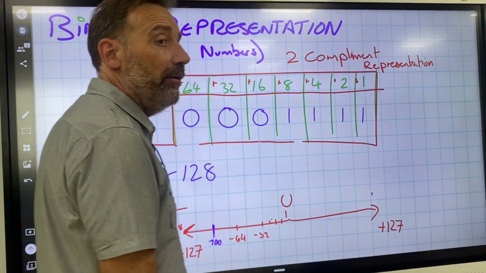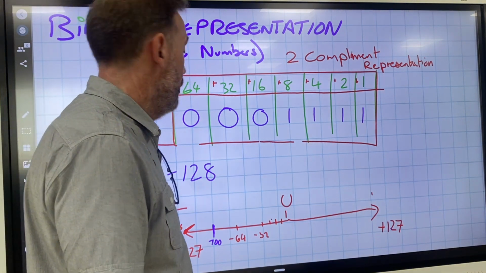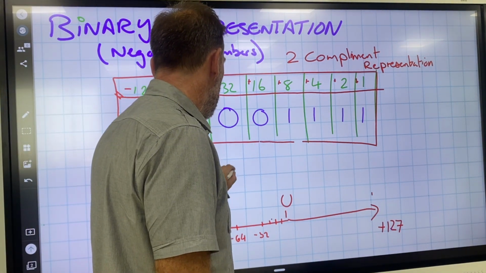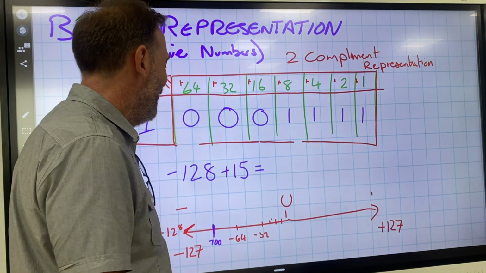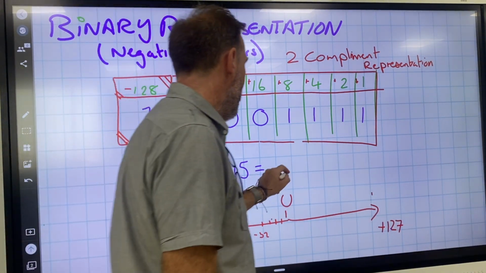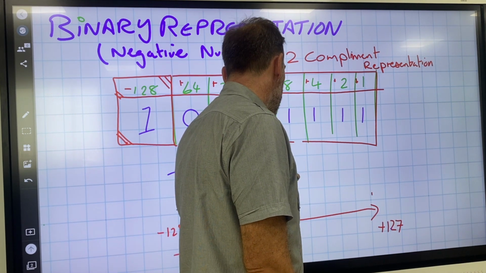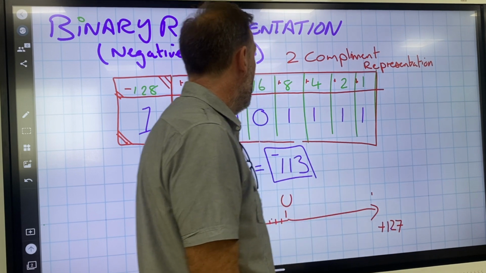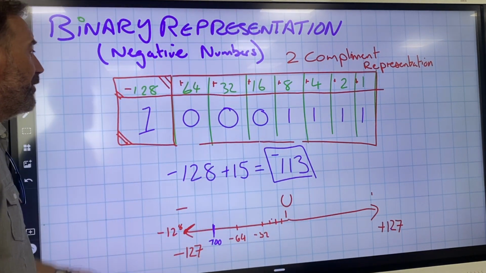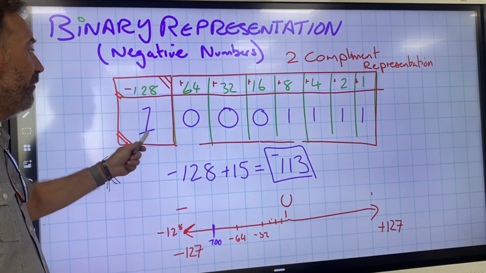Okay. What do we do? 15 plus negative 128 equals 113. Negative 113. Beautiful. So that's how you do 2's complement representation. That is a flag, a negative flag.